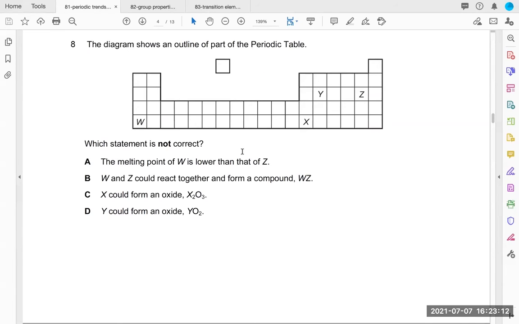X could form an oxide X2O3. X is a transition metal, but its charge we don't know, so we can't say that. Y forms an oxide YO2. Y is in group 4, so Y could be correct. Yeah, Y could be correct because Y could be carbon or silicon, and silicon is silicon dioxide. And X is also correct, because X could form an oxide. Yeah, the possibility is still there. It's a post-transition metal, so it can. So that means A is the answer because A is wrong.